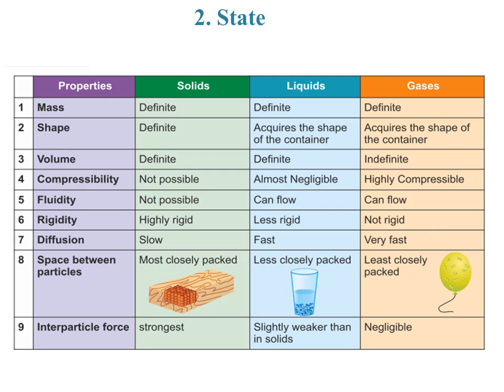Next is the state of matter. You have already learned about the three states of matter. These include solids, liquids and gases. So I have here a table to differentiate between solid, liquid and gas. First is the mass. Mass, you know, right?